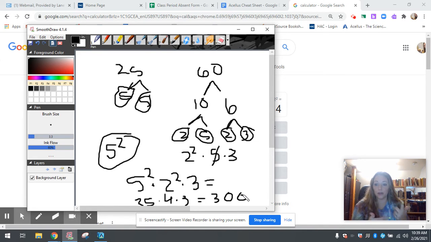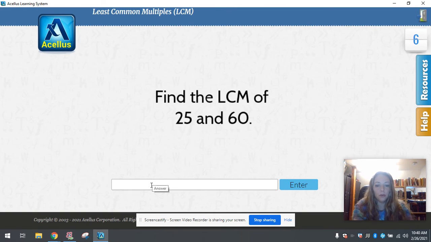So if I were counting by 25s, eventually I'd hit 300: 25, 50, 75, 100, 125, 150, 175, 200, 225, 250, 275, 300. Okay. If I counted by 60s, I would also hit 300: 60, 120, 180, 240, 300. All right. 300's our least common multiple.